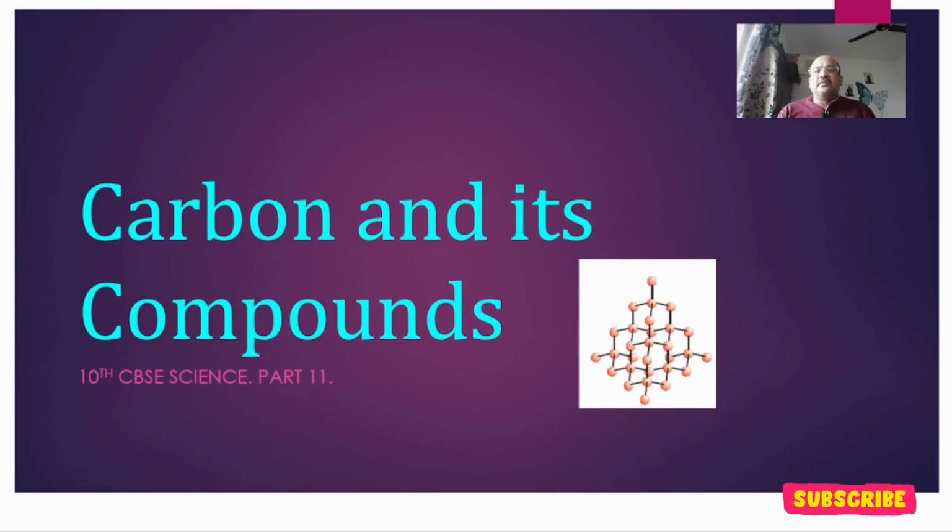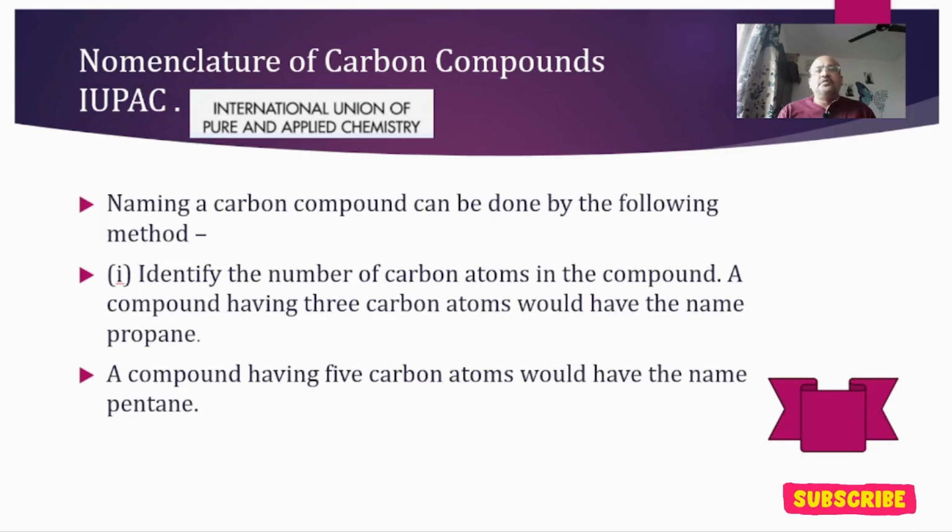We are doing the chapter Carbon and Its Compounds, Class 10 CBSE. Last time we did homologous series. Today we are going to do a very important topic, that is the nomenclature of carbon compounds. What do you mean by nomenclature? Nomenclature is nothing but the naming of a carbon compound. Naming a carbon compound is done by the International Union of Pure and Applied Chemistry, that is IUPAC, an institute. They give the guidelines on how to name carbon compounds.